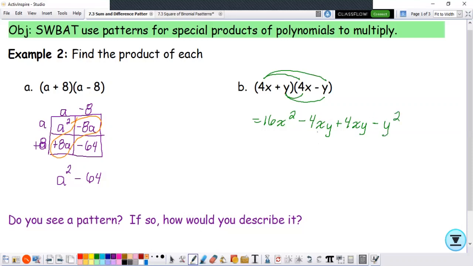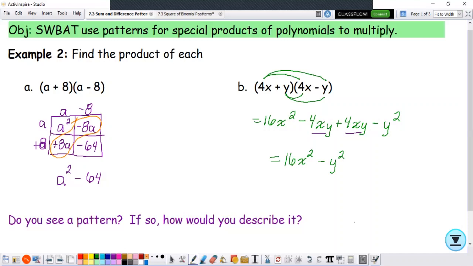Taking a look, I see that I do have like terms. These terms both have xy, but again, these are opposites. One is negative 4, one is positive 4, so they will cancel each other out, and once again, my result is another binomial. The leading term has a degree of 2 minus y squared. 16x squared minus y squared.